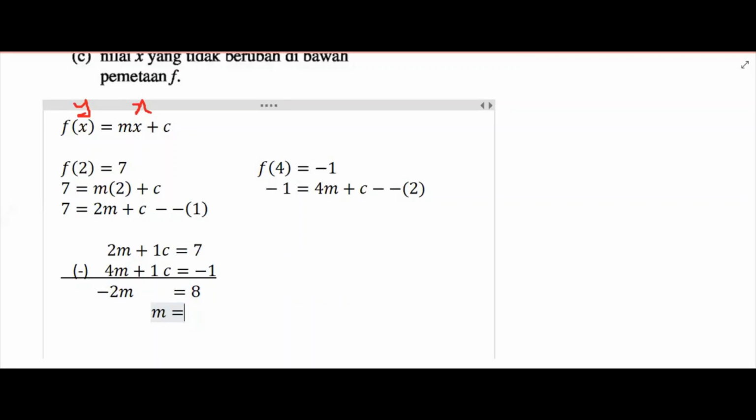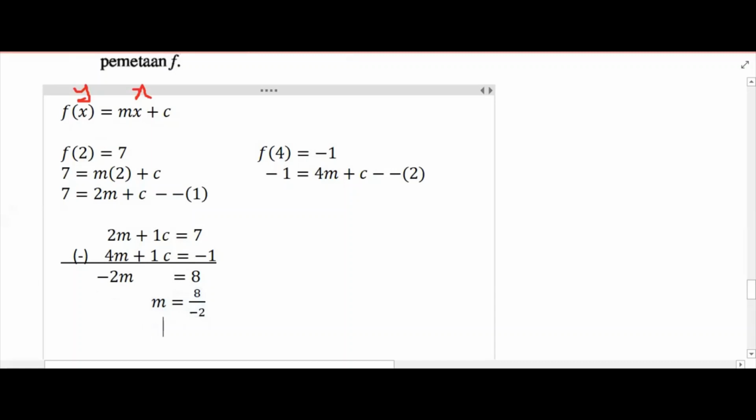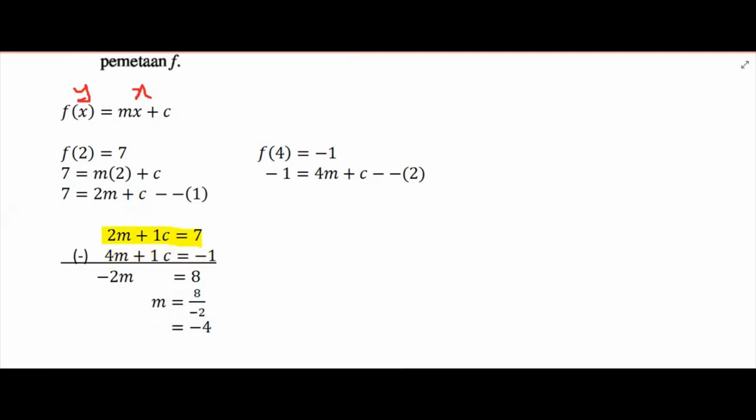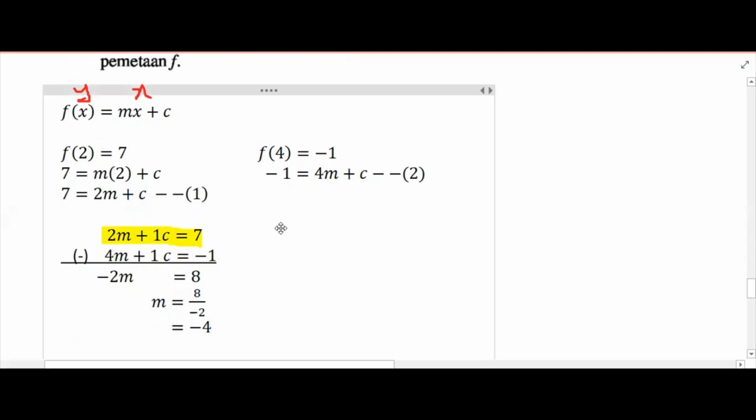Okay, so M adalah 8 bahagi negatif 2. 8 divide negative 2, so answer is negative 4. Okay, after you get your M, macam mana? Kamu boleh ganti balik kepada yang pertama atau yang kedua. Either one lah. Okay, I choose the first one. Sama punya answer dia.